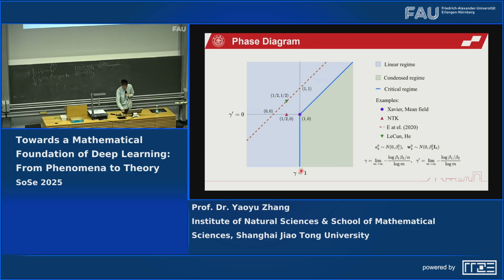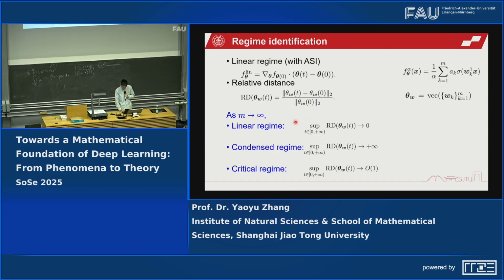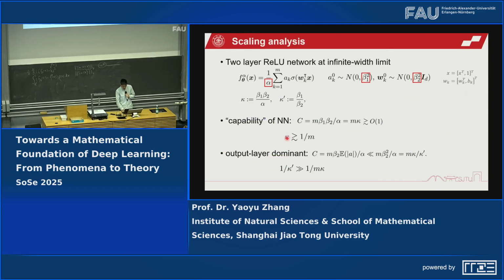So here, this gamma equals 1 means it's a 1 over m scaling. And if this kappa is greater or equal to 1 over m, then it means it is allowed not to move much in order to fit the training data. And then there's another line, which is the diagonal line. The diagonal comes from the following argument. It's about whether the output layer could dominate or not.